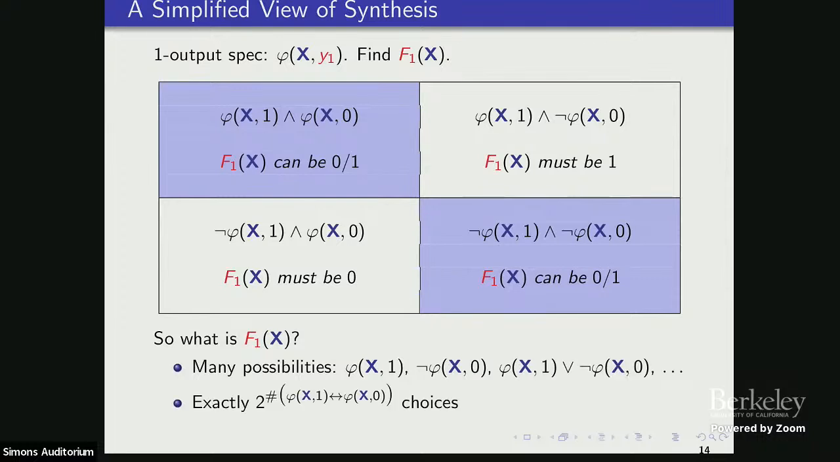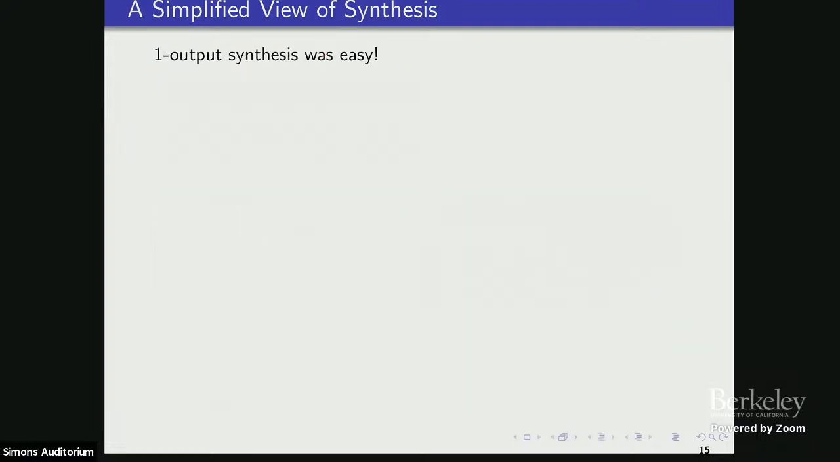And interestingly, this picture also tells us that the number of choices is exactly the number of ways in which you can assign values to the function over here. So the number of satisfying assignments of phi x1 is equivalent to phi x0. So these are the two things. Number of satisfying assignments, 2 raised to that. So even for a single Skolem function, the number of choices can be pretty large. Okay, so one output synthesis was easy.